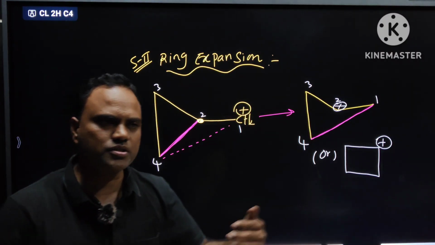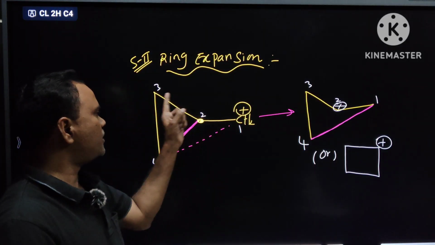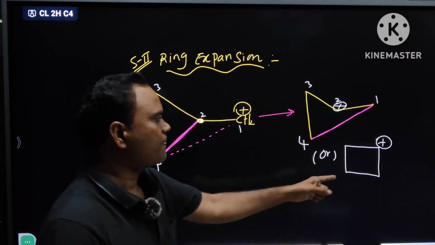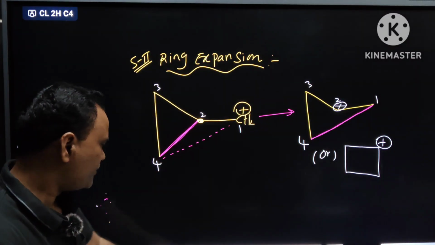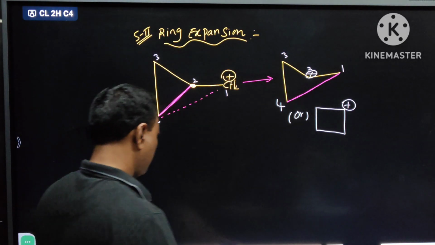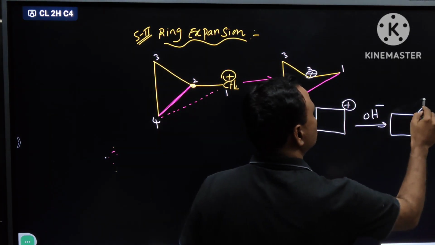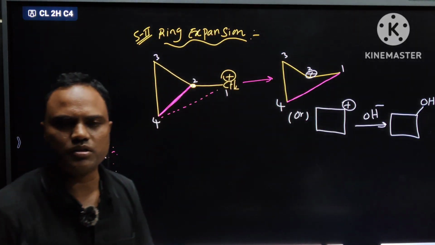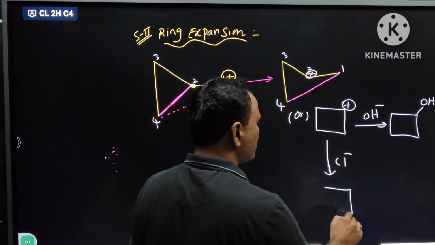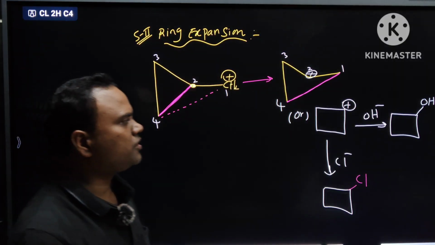Lower member rings try to exist in the form of higher member rings. So is this 3-membered or not? So unstable. That's why it is converted to 4-membered. Cyclobutyl carbocation. And you can draw the alcohol. OH minus gives rise to cyclobutanol. If we add Cl negative, chloride ion, cyclobutyl chloride. Okay. The major product is cyclobutanol.